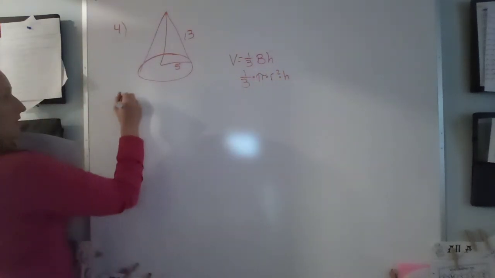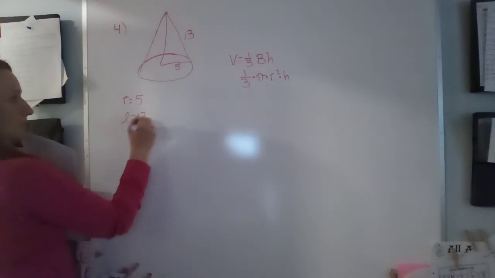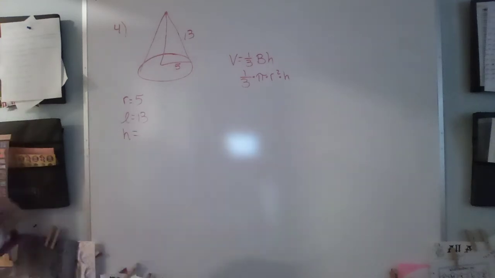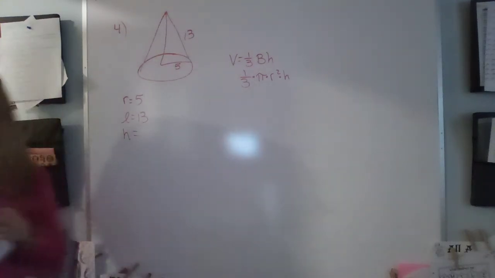So I know my radius is 5, my slant height is 13. I don't need to know my slant height. What I really need to know is my height.